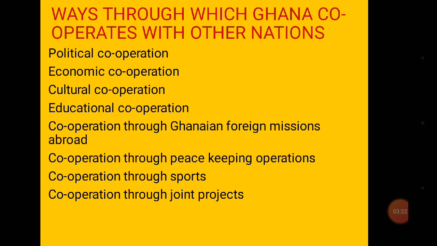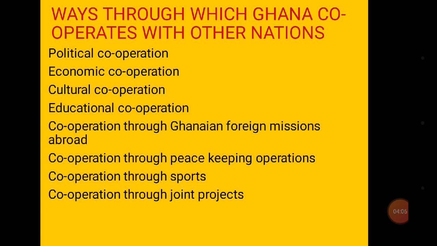Another way through which Ghana cooperates with other nations is through economic cooperation. One very common example is ECOWAS, the Economic Community of West African States. Through this kind of cooperation, member states seek to address issues concerning the economic well-being of their members, bringing out policies and plans that will help their members to grow economically.